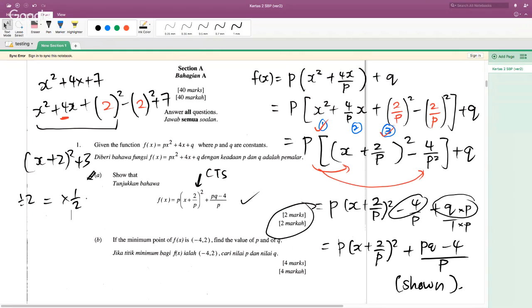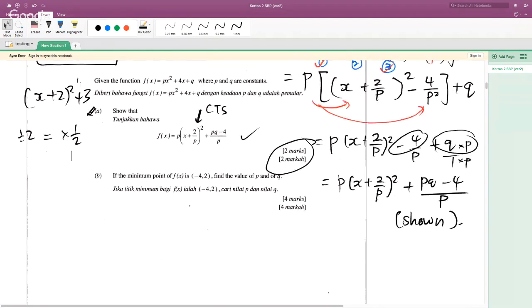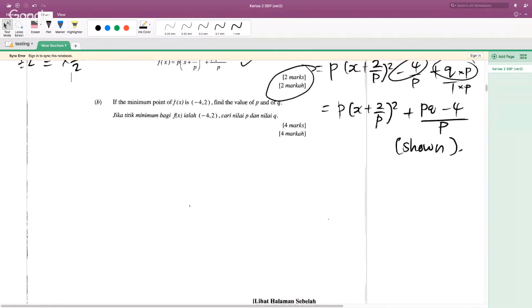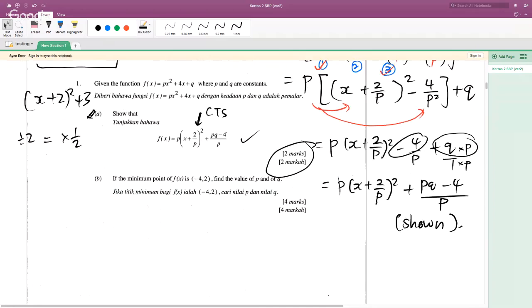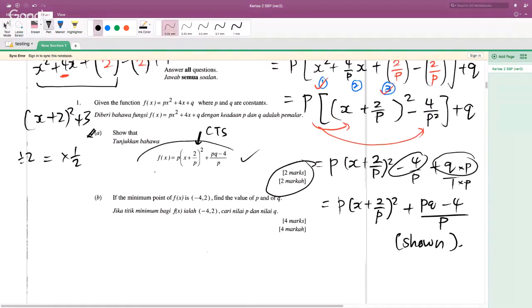Okay, so let's move on to part B. If the minimum point of f(x) is this one, definitely you know the purpose of completing the square is to get the maximum or minimum point. In this case, they say it's the minimum point. You just assume p is positive. So this is the x coordinate.